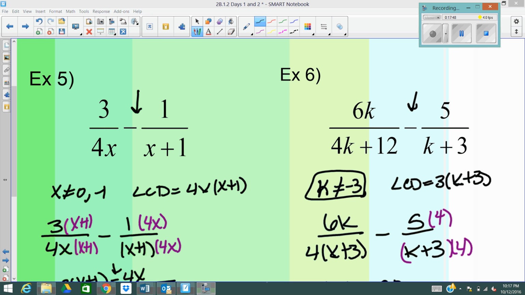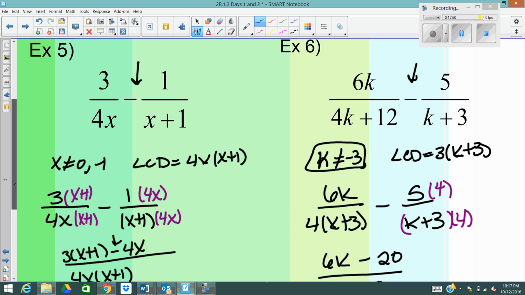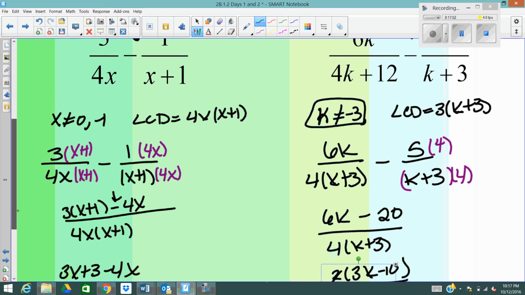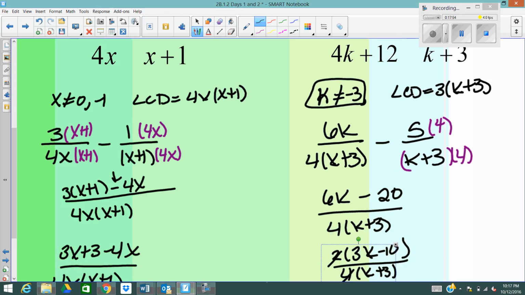All right, here are our answers. So example 5, our restricted values: x cannot be 0, x cannot be -1, because when you set 4x equal to 0, we get x equals 0, and x plus 1 equal to 0 gives us -1. So our LCD is going to be 4x and x plus 1.